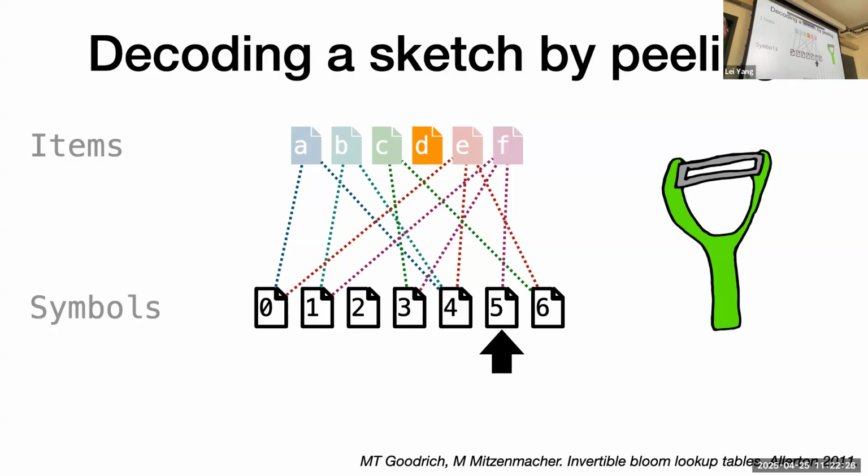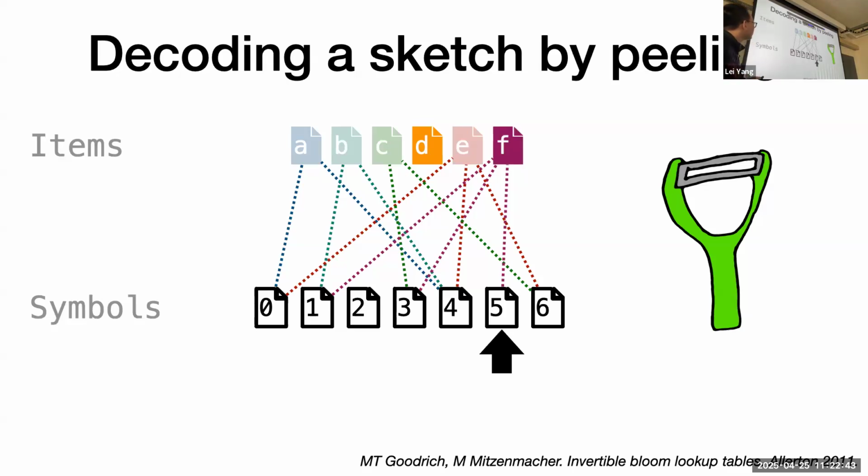But since it's a random process, in practice usually the same number doesn't work, because the items are mapped randomly to the symbols, and I'll explain the exact condition under which you should construct this mapping in a bit.